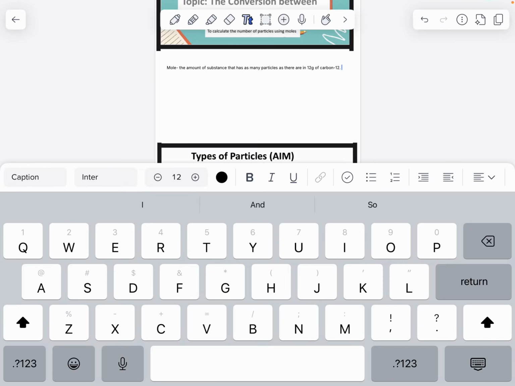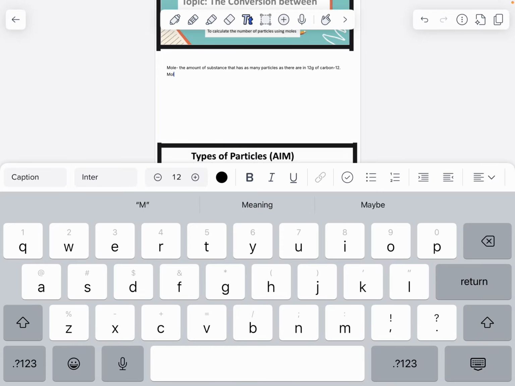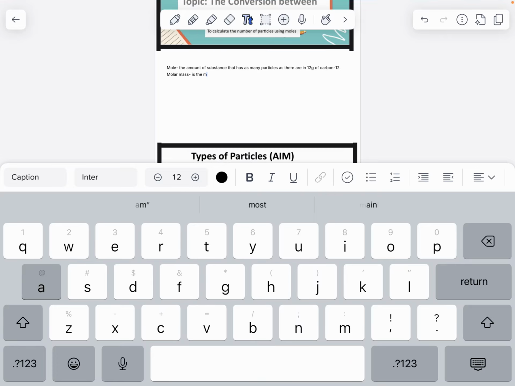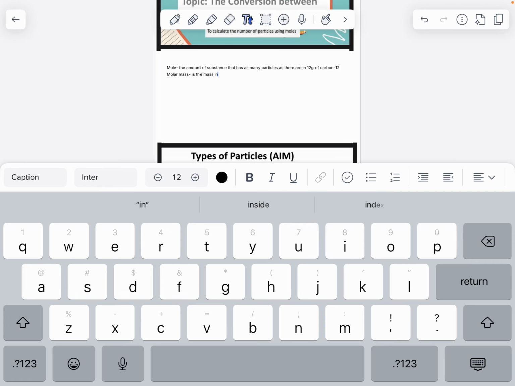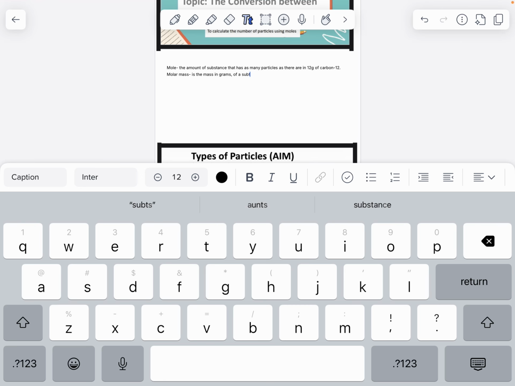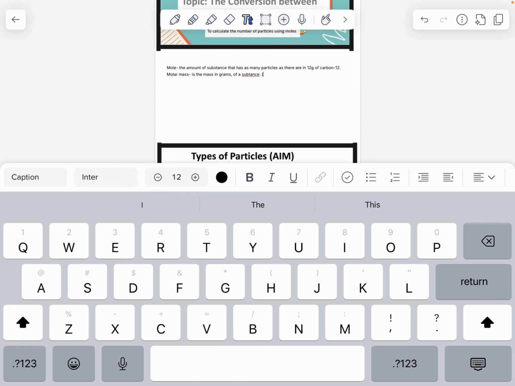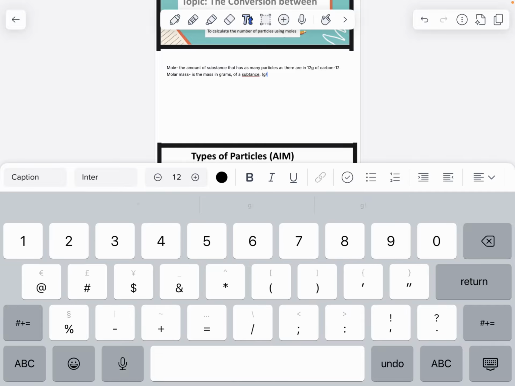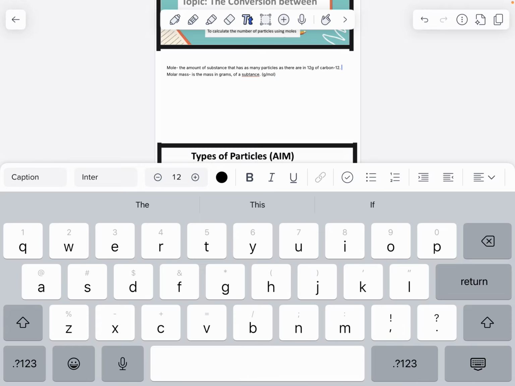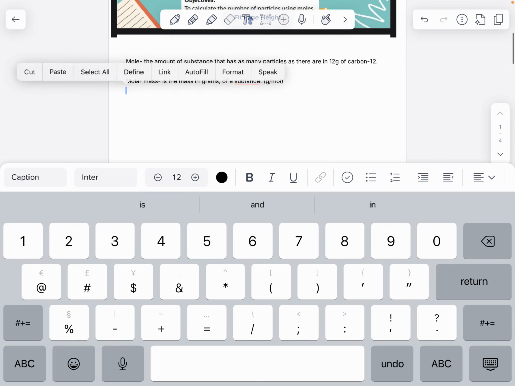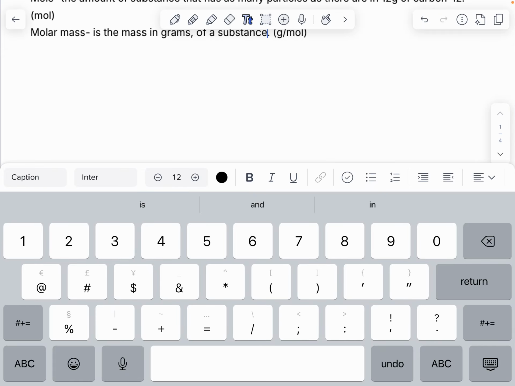We also looked at the definition for molar mass, and we say that molar mass is the mass in grams of a substance. And the unit that we use for molar mass is g/mol, and the unit that we use for mole is mol.